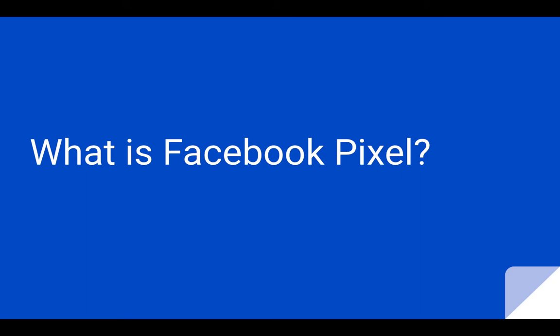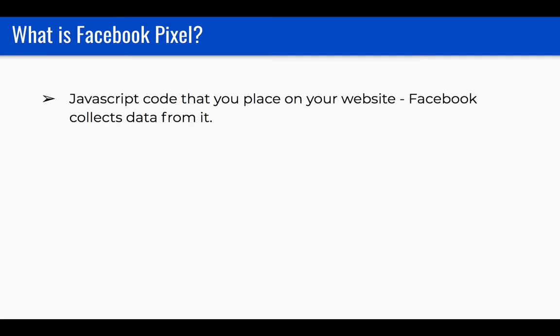When you look at what the Facebook Pixel is, it is basically a JavaScript code that you place on the website and Facebook is going to collect data from it. This is just like the Google Analytics code, which you create once and put on all the pages of your website so that Google can collect data. Here Facebook is going to collect data from the code that you place on the website.